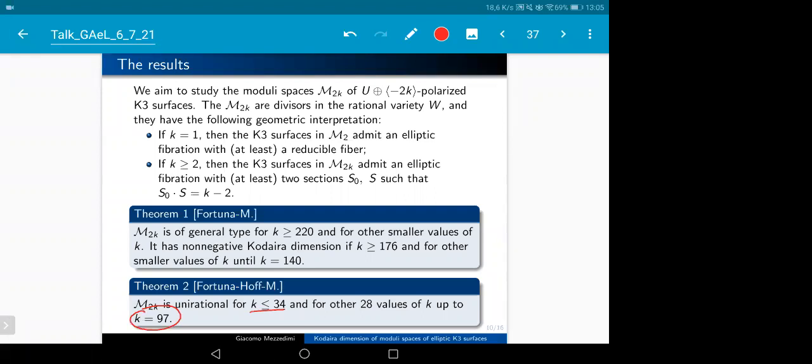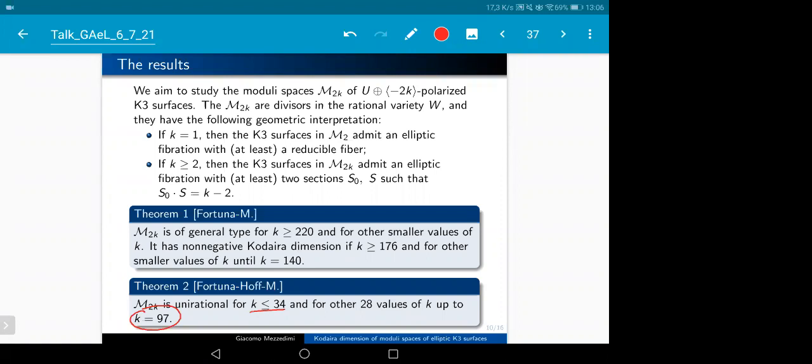So numbers are not so important. What I want to stress is that we get a picture that is very similar to the case of the moduli space F2D studied by Gritsenko, Hulek, and Sankaran, and other people. So the situation is that for small values of the determinant of the lattice, these moduli spaces are unirational, whatever small means. And for big values, they are general type. But unfortunately, in both situations, there's a gap in between, and we have no information at all about the moduli spaces in this gap here. And unfortunately, in our case, it's a big gap, like 100 values of k.